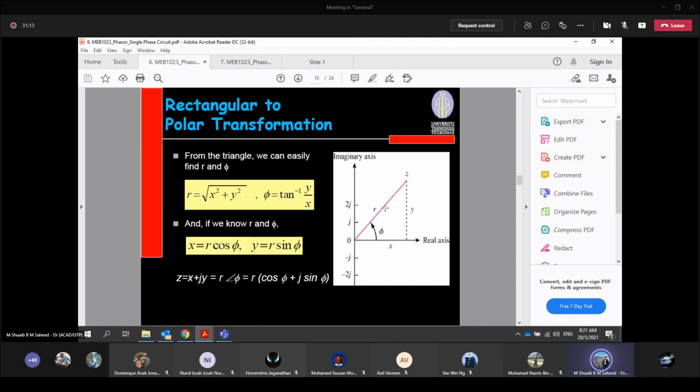If you want to find r, that will be using the Pythagoras theorem: x squared plus y squared, square root. And phi will be tangent inverse of y over x.